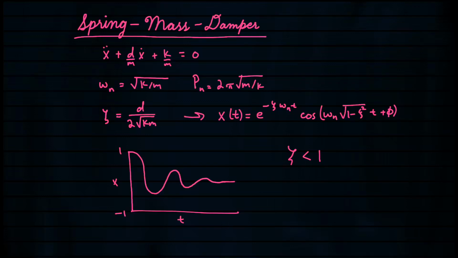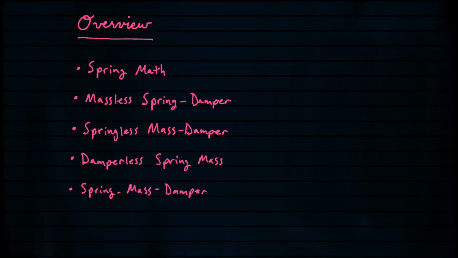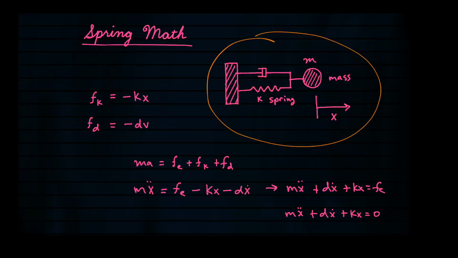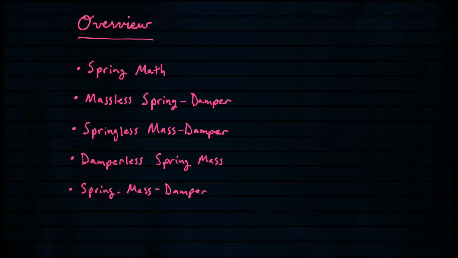Okay, so just by way of review, today we talked about spring math. In particular, we looked at this case where we have a damper, a spring, and a mass. Then we talked about the different combinations you can have. So if we set the mass equal to 0, if we got rid of the spring, if we got rid of the damper, and then finally if we combined everything all together.